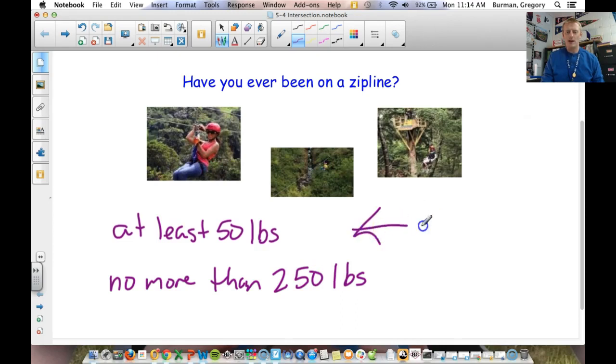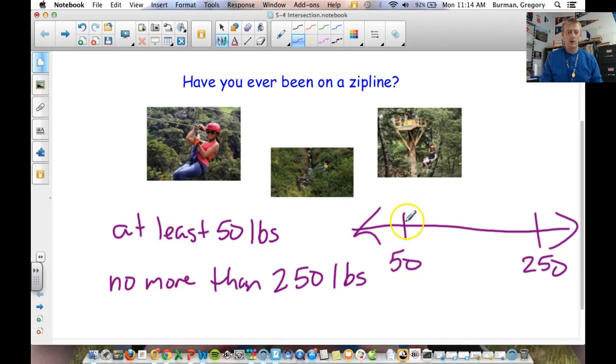And we talked about this a little bit last week, where if you had a graph of things like this, at least 50 pounds and no more than 250. So at least 50 pounds means you could weigh 50 pounds, right? So that's going to be something that we include. This is going to be a greater than or equal to 50 pounds. So I'm going to have a closed circle at 50 pounds. And no more than 250 pounds, which means I could weigh 250 because that's not more than 250. So I have a closed circle at both those spots. And all of these weights in between would allow me to go on the zip line.